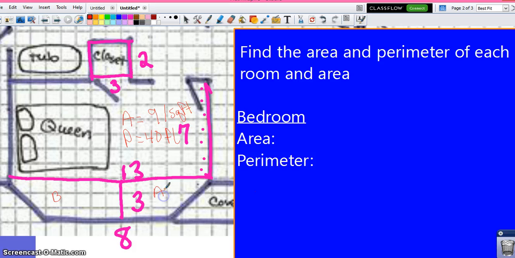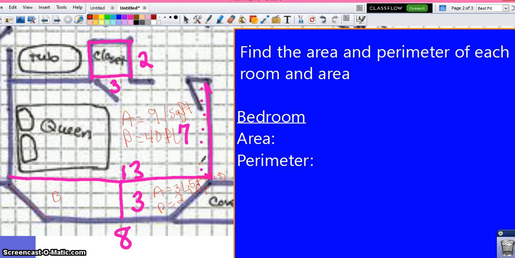So the area here is 31.5 feet squared, or square feet. Then how do you find the perimeter? Well, this is obviously 13 and this is 8. You can add that together and get 21. And then this is going to be 3 and 3, which is going to be 6. So the perimeter then is 27 feet.